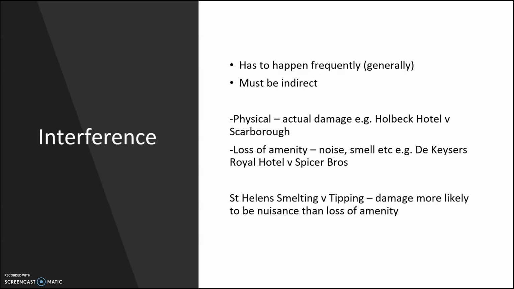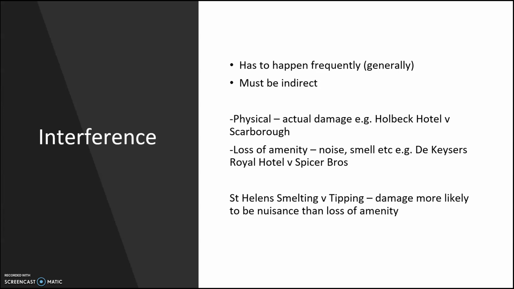The first one is physical damage, which is the actual physical damage, which is often caused through, like we said, things like vibrations. Holbeck Hotel v Scarborough was to do with a landslide. The best case to illustrate this is St Helens Smelting v Tipping, which is at the bottom of the page there, which established that damage was more likely to be nuisance than loss of immunity because it's more quantifiable. You can demonstrate that there's clearly been a nuisance because there's physical damage in the instance. So that's more likely, and that's something worth saying in your answer, that physical damage is more likely to be nuisance than loss of immunity.